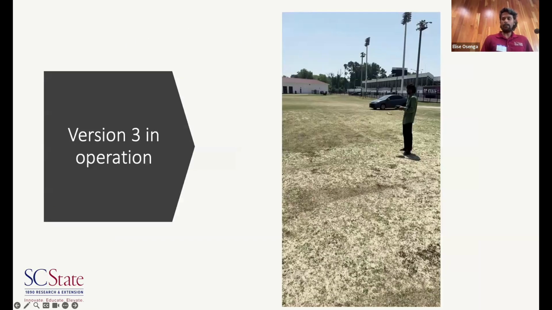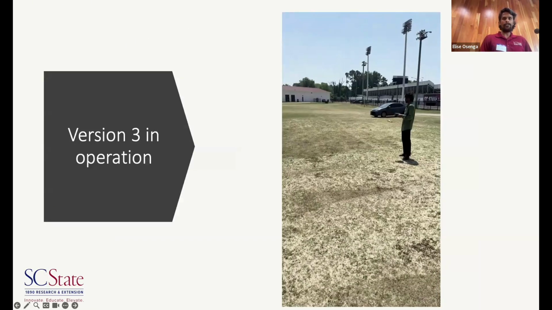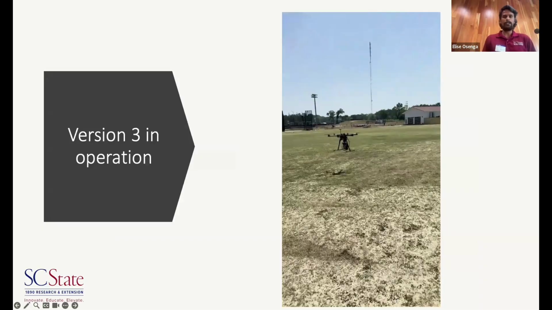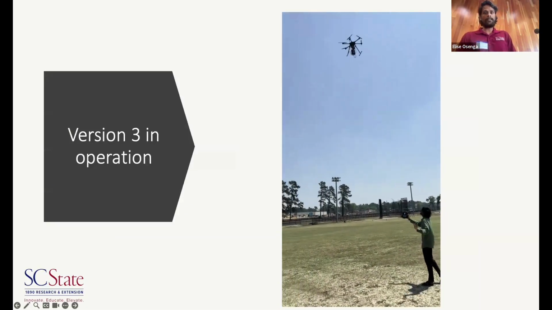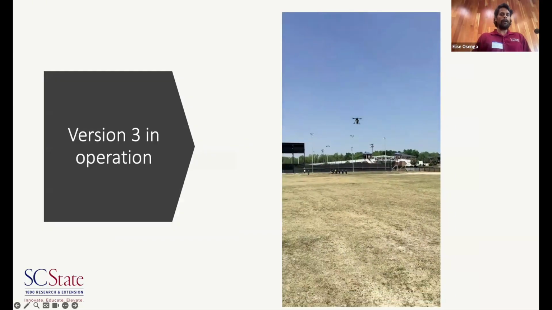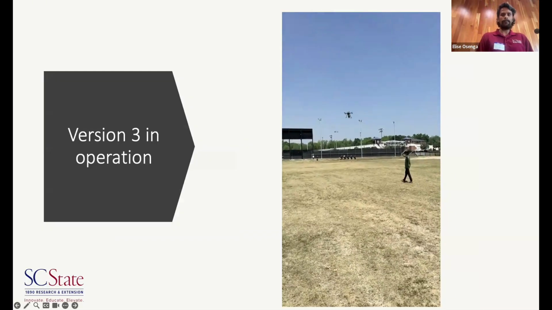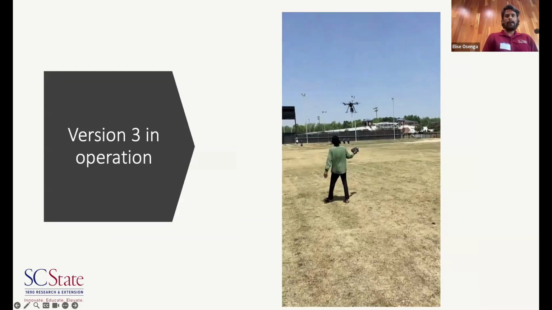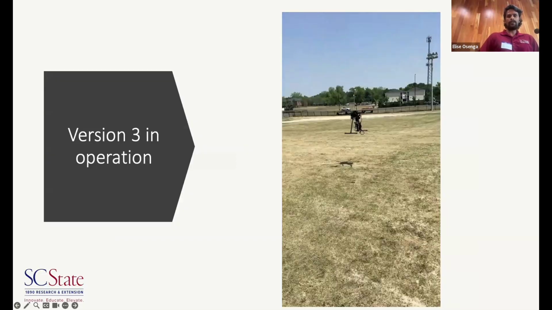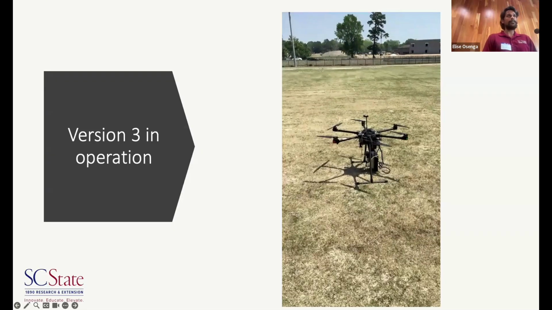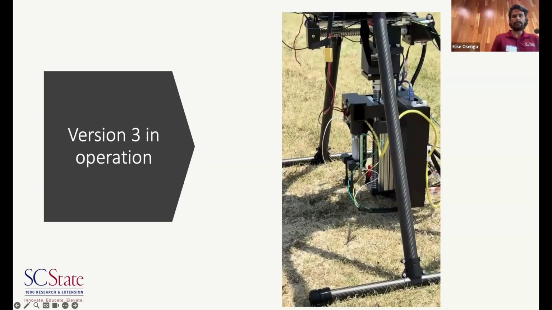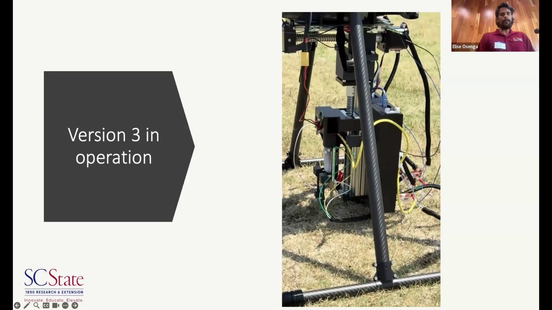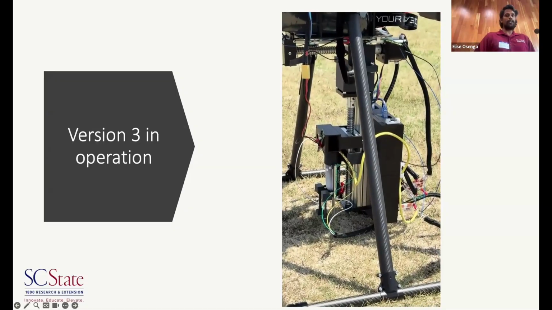So this is a quick video of the version 3 in operation at South Carolina State University. As you see here, I will not control the drone when it lands. The drone will land on its own, at the described GPS coordinate. And once the drone lands, you will see the payload senses that the drone has landed, and it will start inserting the soil moisture sensor into the soil. And it will also record the depth and the TDR waveform.